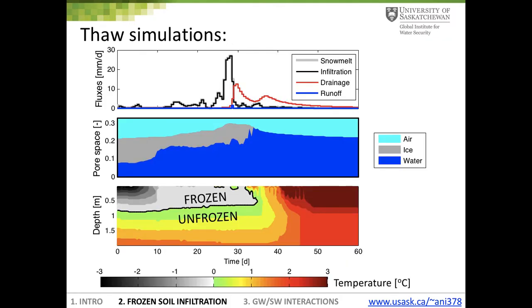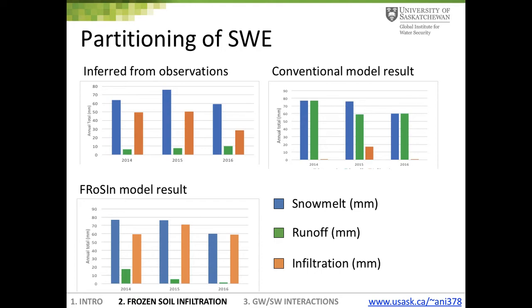And so you can run simulations with a conventional Richards equation-based physically based model, and this is showing how the snowmelt is partitioned between infiltration and runoff, and ultimately drainage. And so if we look at some data from St Denis, if we inferred from observations, we have on the top left, snowmelt in blue, infiltration in orange, and it's clearly an infiltration-dominated system here, with runoff in green being quite small.